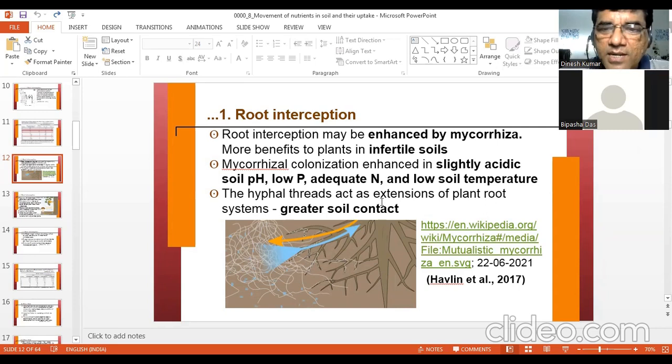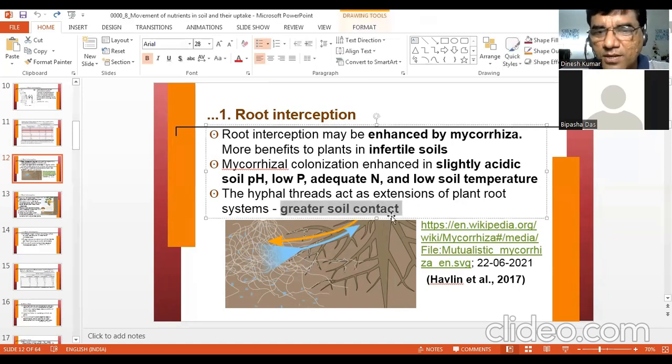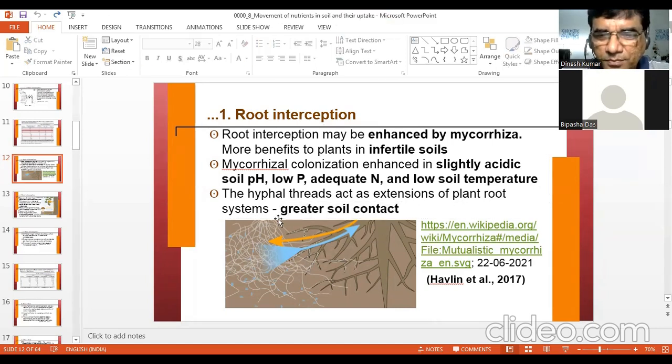The hyphal threads act as an extension of the plant root system. So they are helping the plant root system in the acquisition of nutrients, therefore greater soil contact. You can see here in this picture, these are mycorrhiza. You can see that they are increasing the absorption area for water and for nutrients.